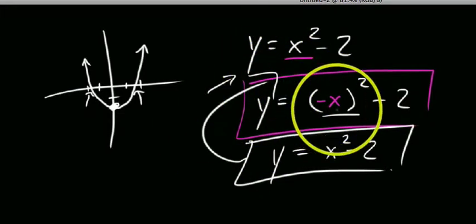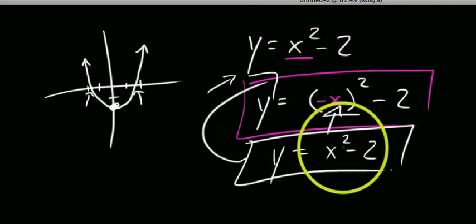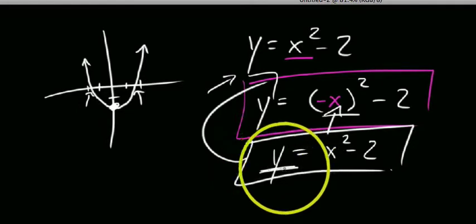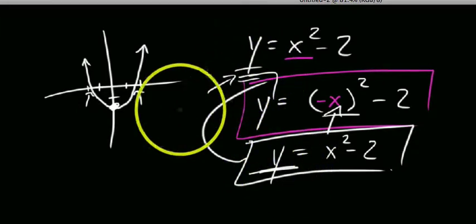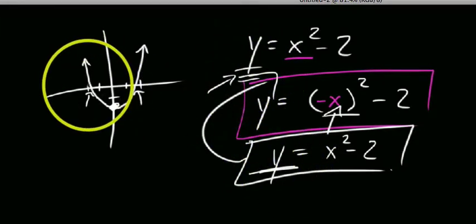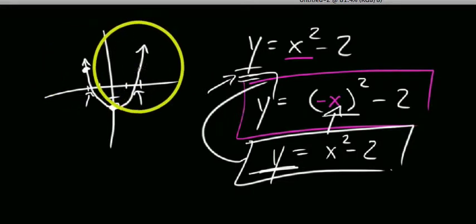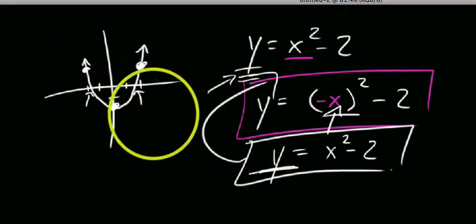Essentially what we're saying is this: no matter if you plug in a negative x value or a positive x value, you should get the same y value. If we plugged in negative 2 here, we should get a positive 2 for y, and a positive 2 here gives a positive 2 for y regardless.